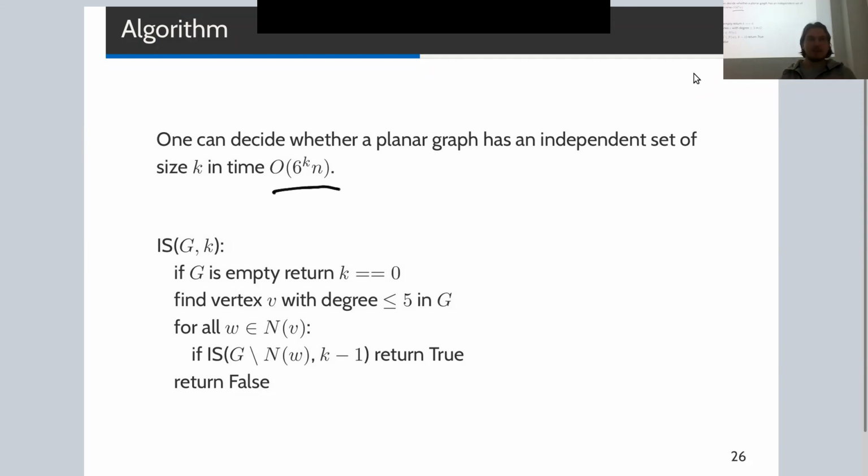And the way we discovered this algorithm was a simple branching algorithm. In a planar graph, there's always a vertex of degree at most 5. And then for an independent set, if we're looking for an optimal solution, then either the vertex itself or one of its 5 neighbors needs to be in the solution. And this is something we can branch over and reduce our k this way.